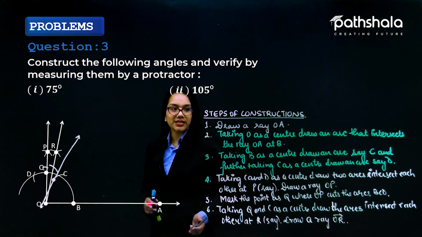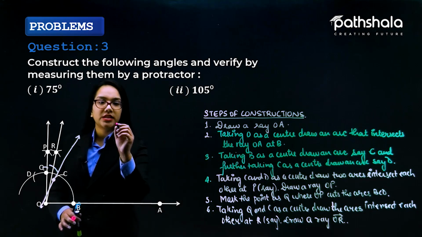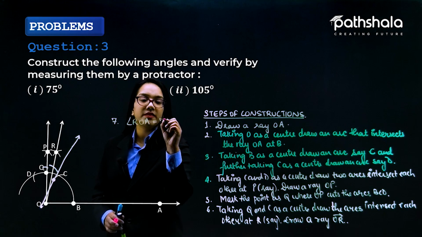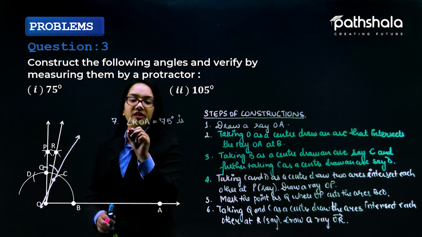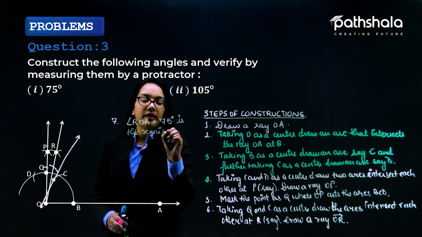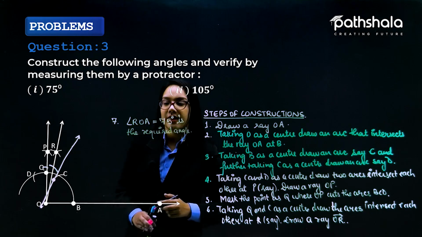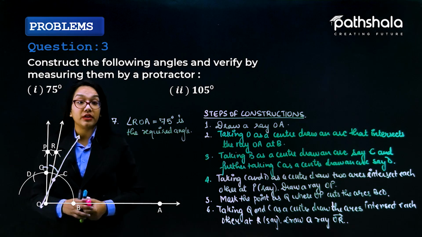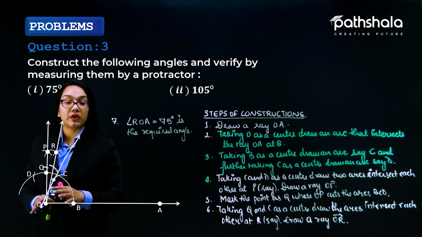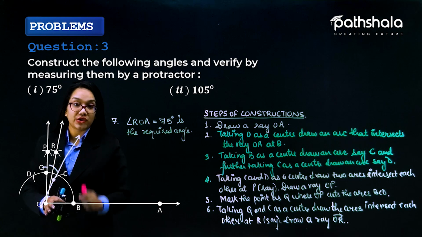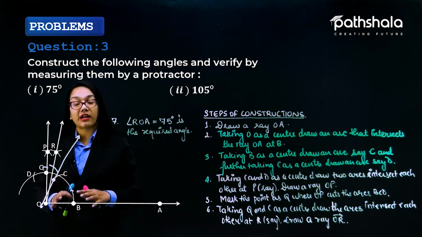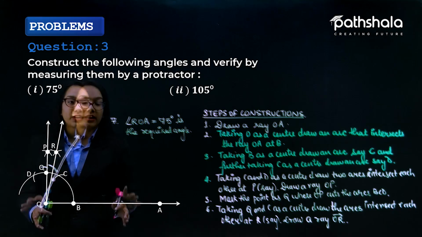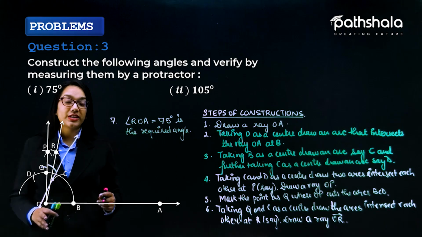OR. And the last step, that is the step number 7 is angle ROA is equal to 75 degree is the required angle. This is nothing but the required angle, that is nothing but an angle ROA which is equal to 75 degree. And again, using the protractor, you can verify whether this particular construction is actually an angle 75 degree or not. So using the protractor, again, you can verify whether this ROA is coming out to be 75 degree or not. So this is all about the construction of an angle whose measure is nothing but 75 degrees.